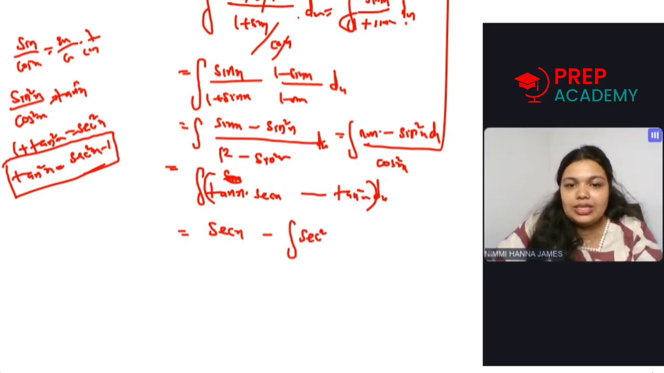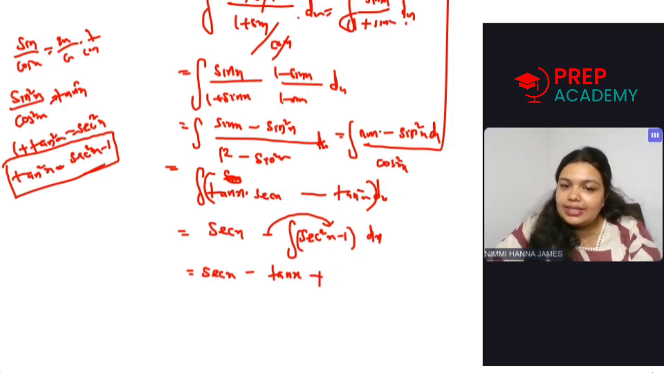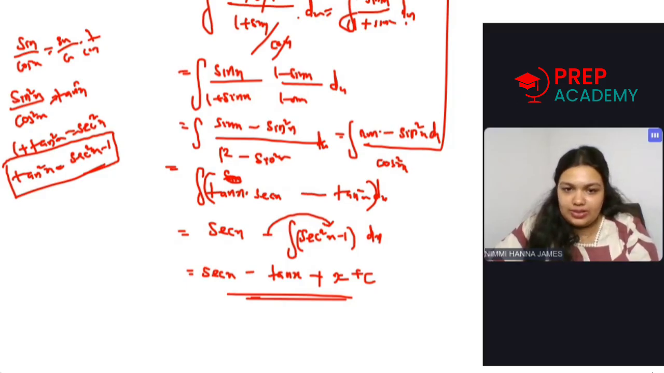So, integral of sec square x minus 1 dx. So, it is sec x minus, integral of sec square x is tan x, minus, okay, this minus will go inside, so minus and minus will get plus 1 dx. Integral of 1 dx is x plus c. So, this is the answer for this question.